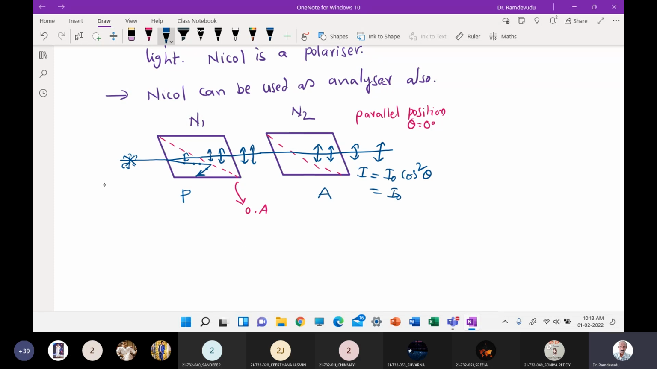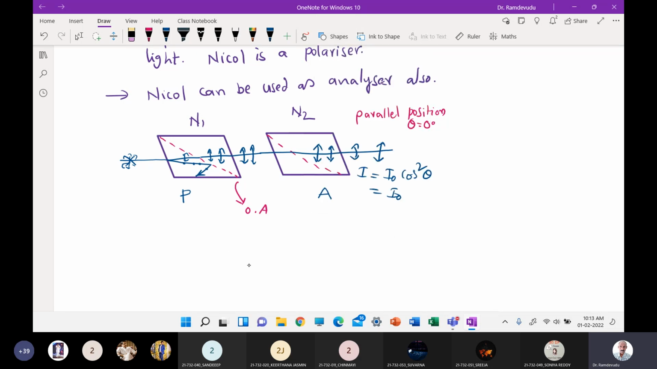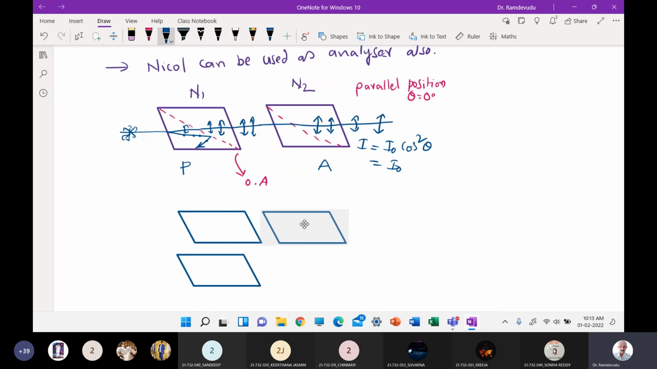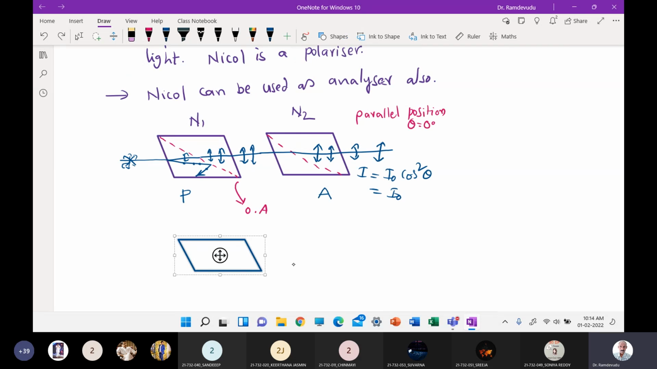Now I take the same figure, but I see how they behave when they are in perpendicular directions. So I will take this as an analyzer. When the question is asked, show that the Nicol prisms can be used as polarizers and analyzers. So now I am taking the same two, and I take another shape, something like this, and I draw here so that they are in perpendicular directions.